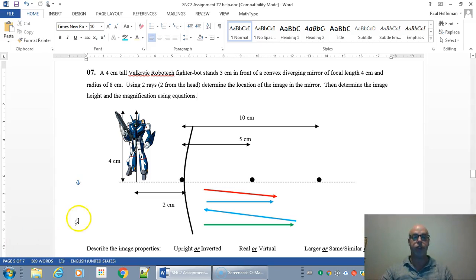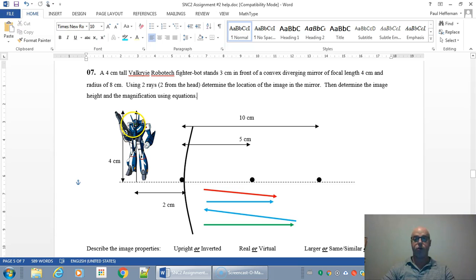Mr. Heffern here, and here's a short video on how to do a ray diagram for a diverging mirror. So here we have a convex diverging mirror of radius 10 centimeters. So once again, your focal length is going to be half of your radius, so it'll be 5 centimeters.